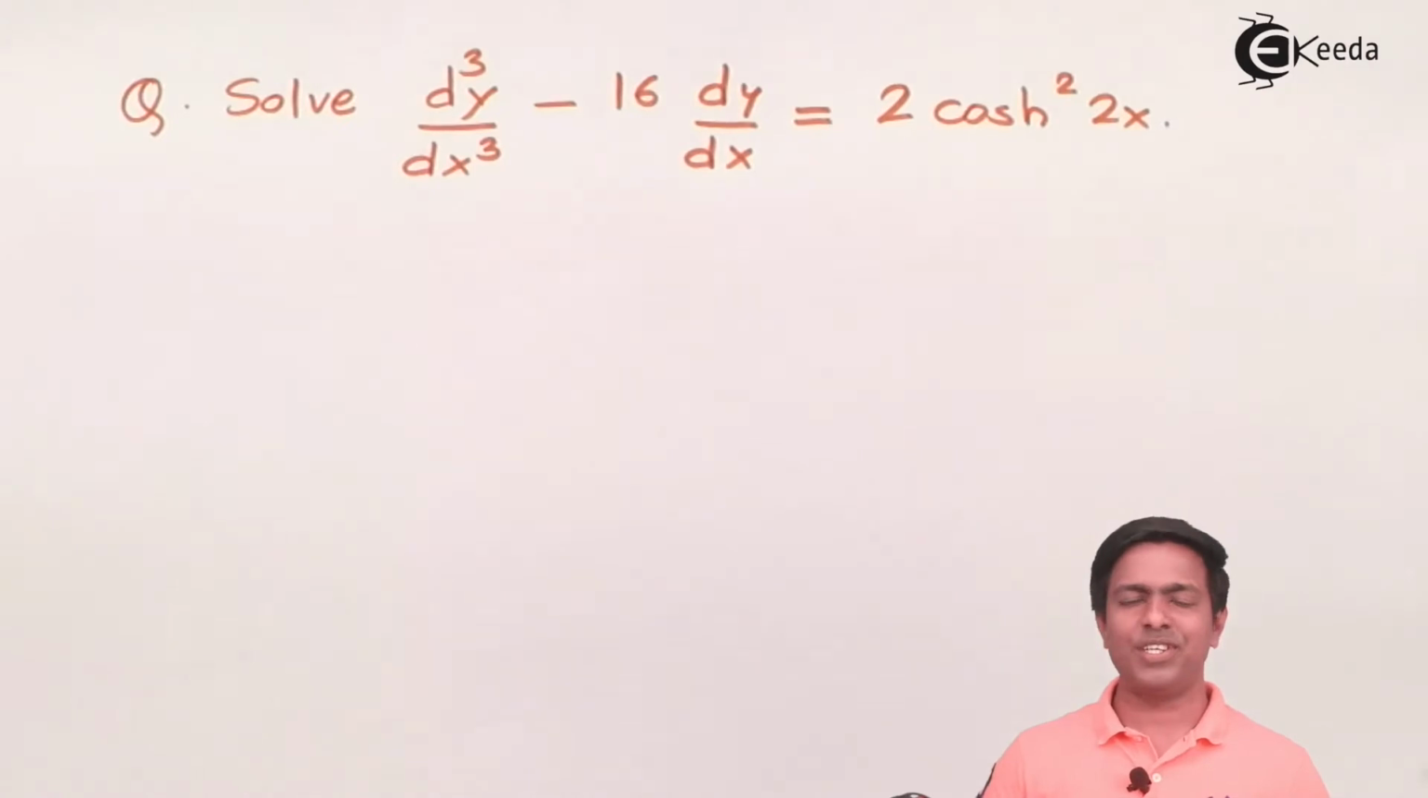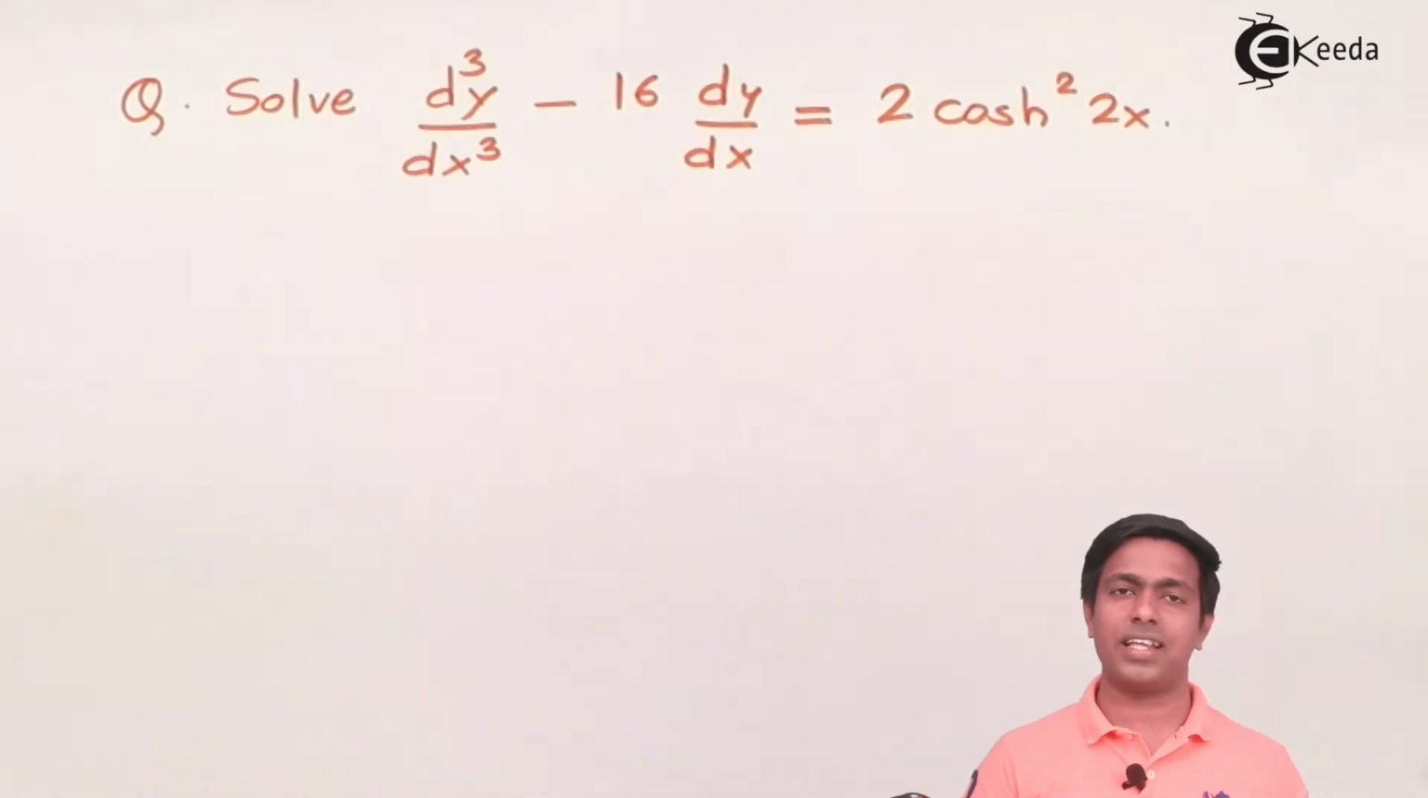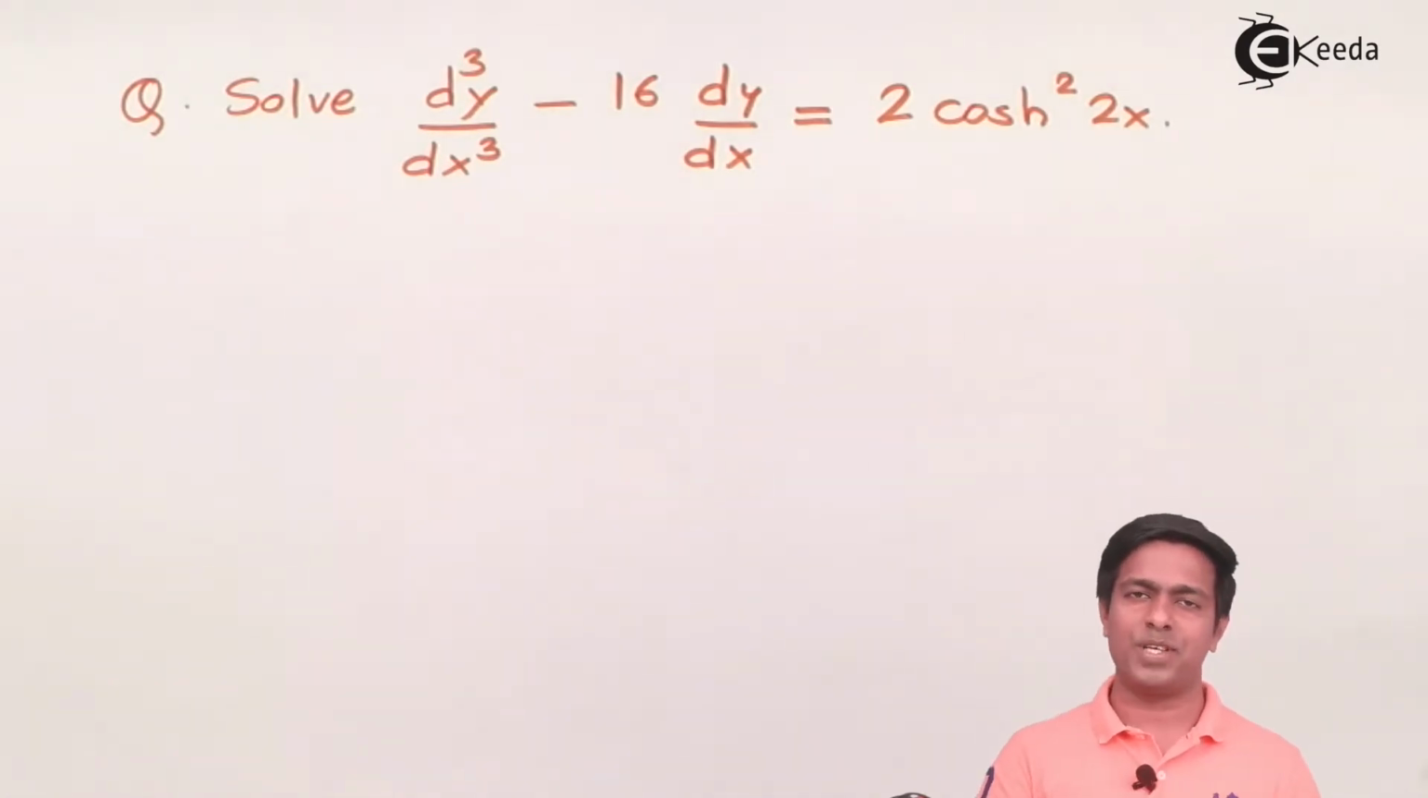So here the question is, solve d cube y by dx cube minus 16 dy by dx is equal to 2 times hyperbolic cos square 2x. Oh, you must be thinking, sir, you said you will be solving the sum which is based on the exponential function, and on the right hand side you are showing us the hyperbolic function. So guys, let me tell you that even if it is a hyperbolic function, we have Euler's formula with us, by which we can convert this hyperbolic function into the exponential function.